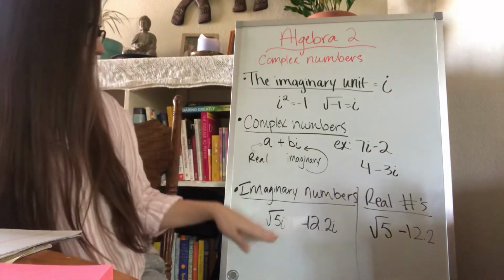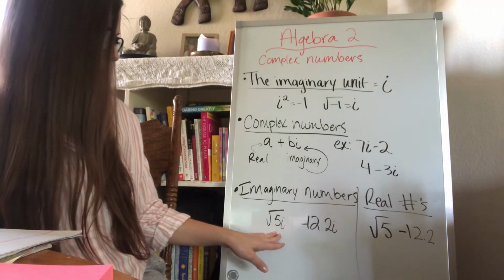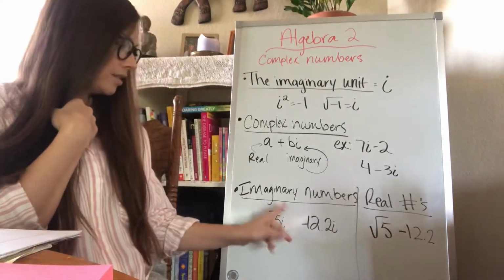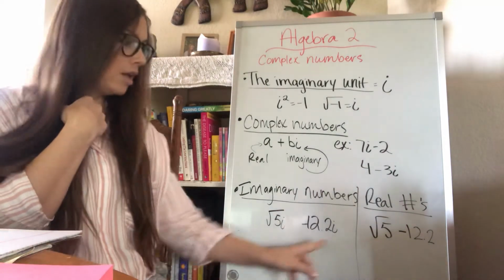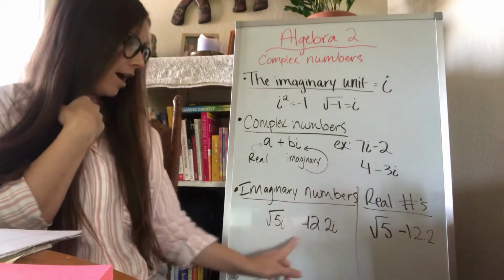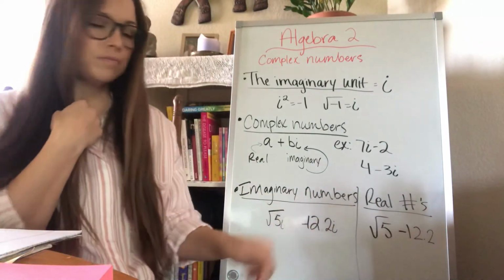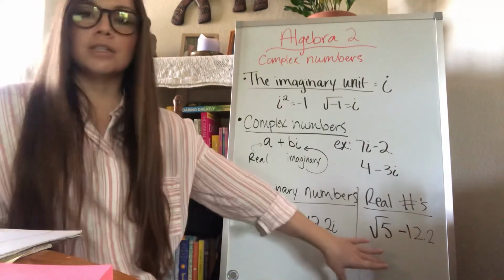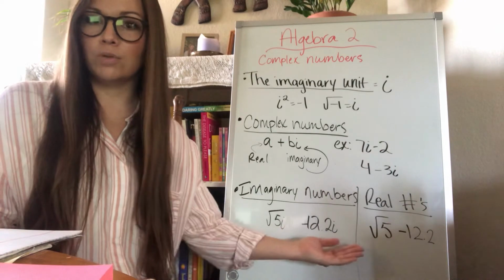Again, imaginary numbers are numbers like the square root of 5i or -12.2i, simply because they have that imaginary unit in there that makes them imaginary numbers. Okay, real numbers, you just take that i away. It's just the square root of 5 or -12.2. Those are real numbers. In a problem you wouldn't just take away the i, but for the purposes of explaining these two, I just removed the i to show you that that's the difference between the imaginary and the real.